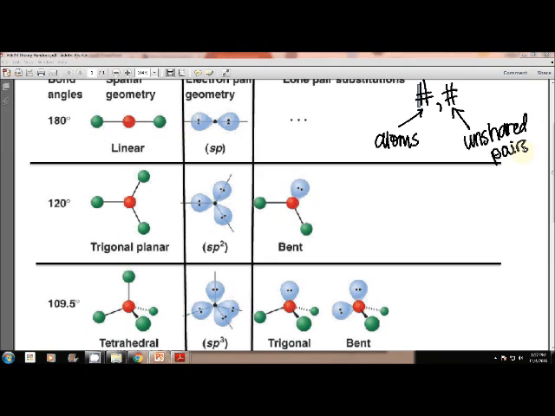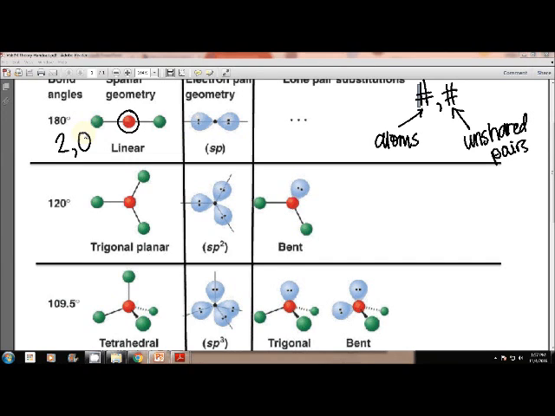Okay? So I'm going to circle my central atoms just because it's easy to see as you get started with this, but you don't have to if you don't want to. Up here at the first, linear, the red is our central. So how many atoms are connected to our central? 2. Does it have any unshared pairs? No. So we're going to say that's a 2, 0.